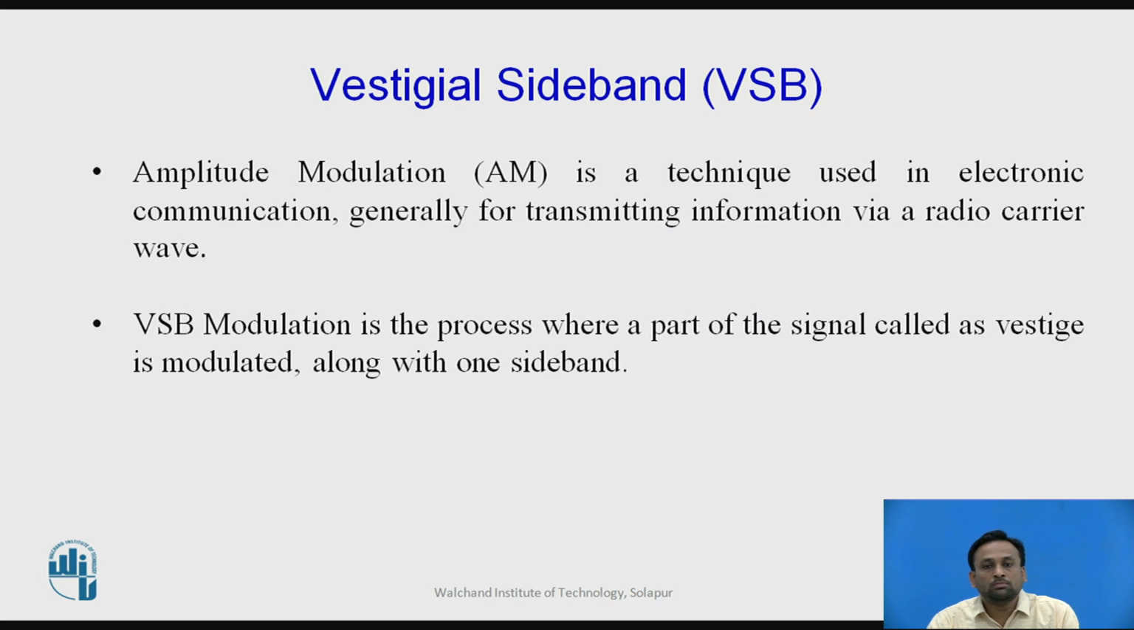But for VSB, what we have said is that a signal called a vestige is modulated. Means what? One sideband is transmitted along with a small part of the other sideband. The whole sideband is not transmitted. So why do we have to do this? We'll see in the application of VSB.